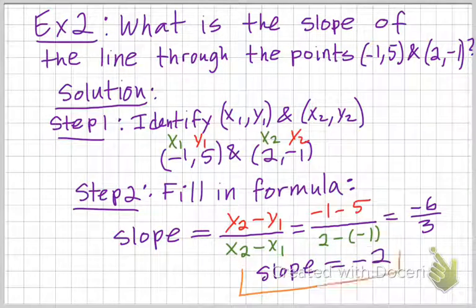So what we end up with is -6 divided by 3. We always want to reduce our fractions, so we end up with the slope equal to -2. And that is our video lesson on slope.